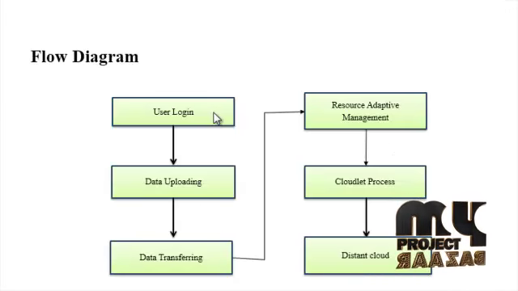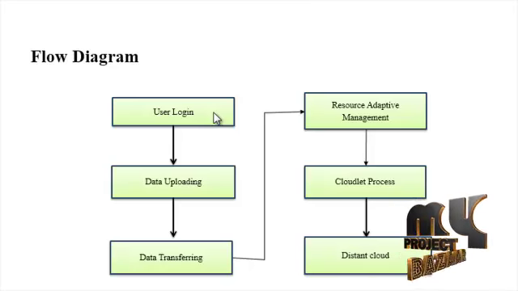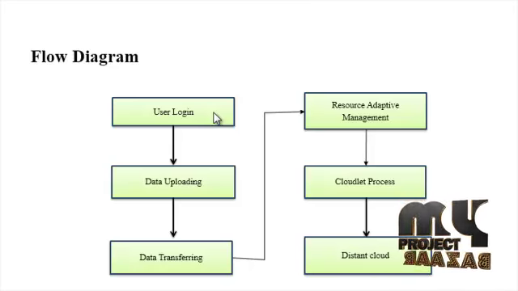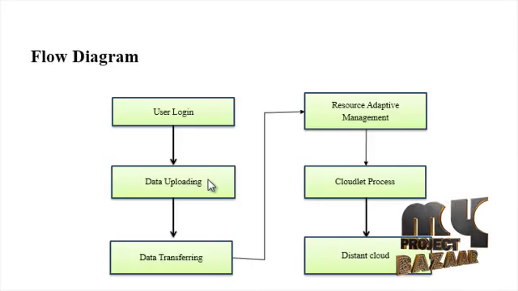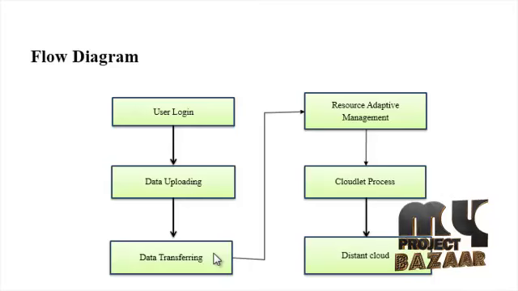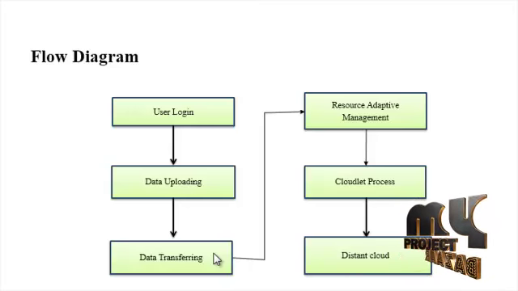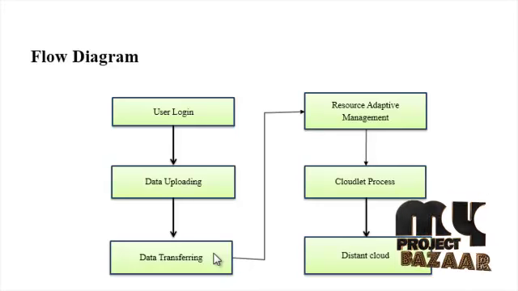First, we will have a user login. User login is used for a user to log in, in which the login validation process goes on, and then there's some data uploading. Our main objective is to upload data and download data from a cloud, so we include data uploading in this. Next, data transferring. The uploaded data needs to be transferred to the cloud, or the downloaded data needs to be transferred to the user memory. For that, data transferring is used.